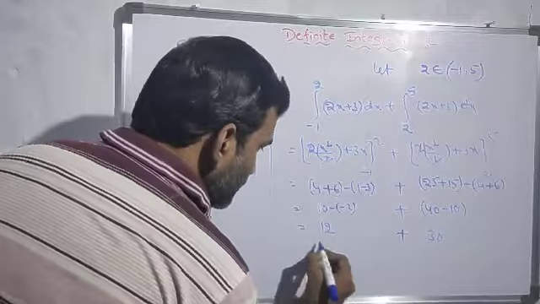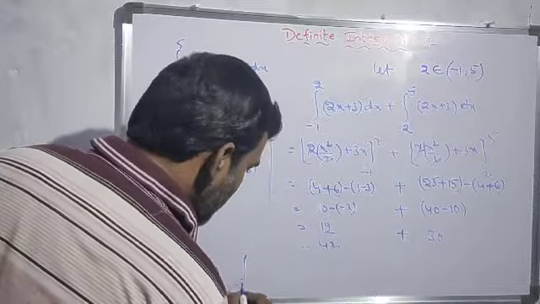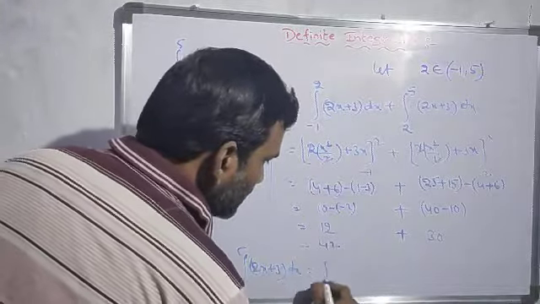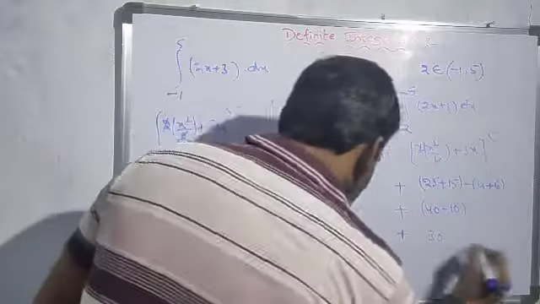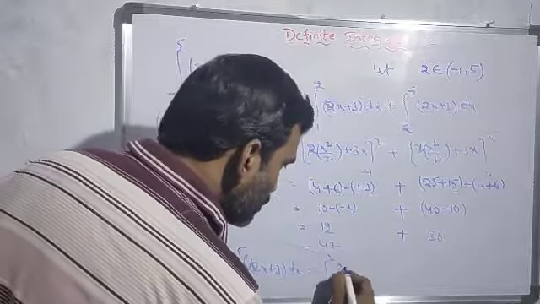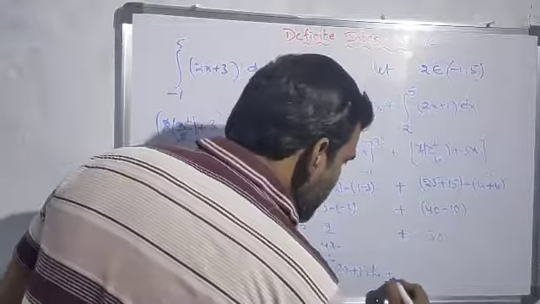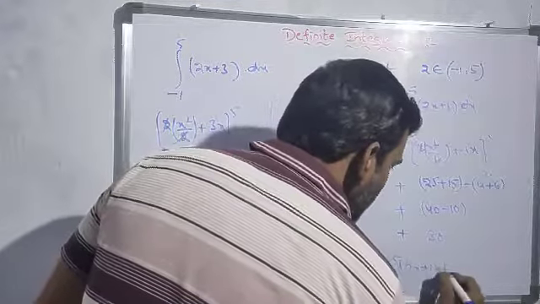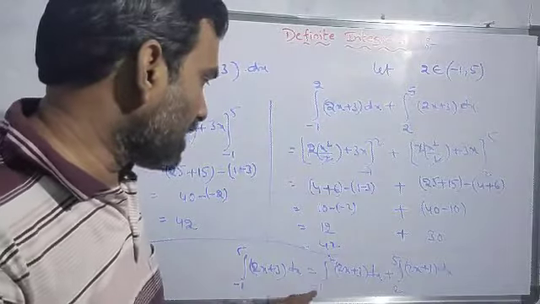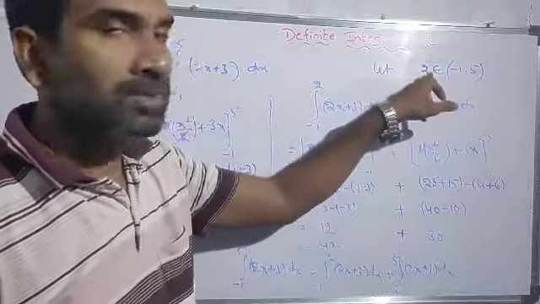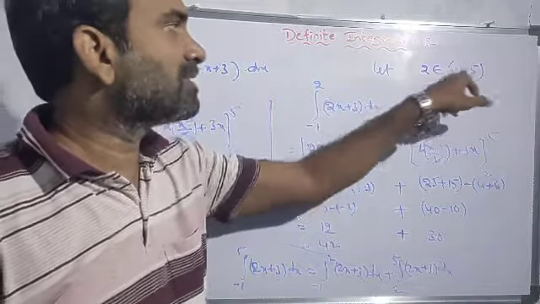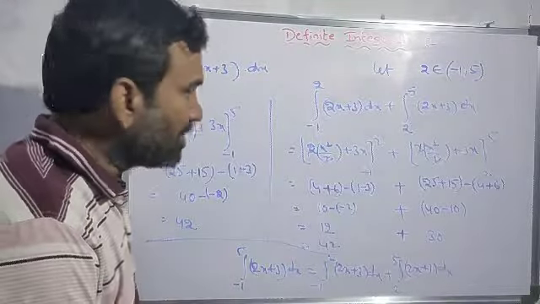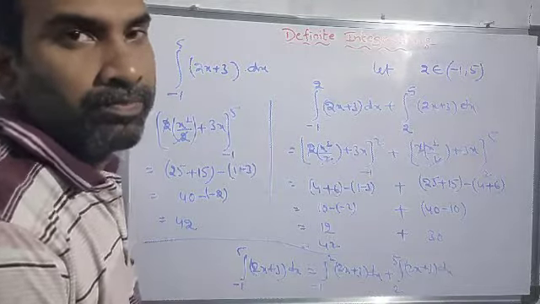So we can write the integral from minus 1 to 5 of 2x plus 3 as the integral from minus 1 to 2 of 2x plus 3 dx plus the integral from 2 to 5 of 2x plus 3 dx. Here I am taking 2. If you are interested, you can take any value in between, and this rule will be applicable. So this is the property.